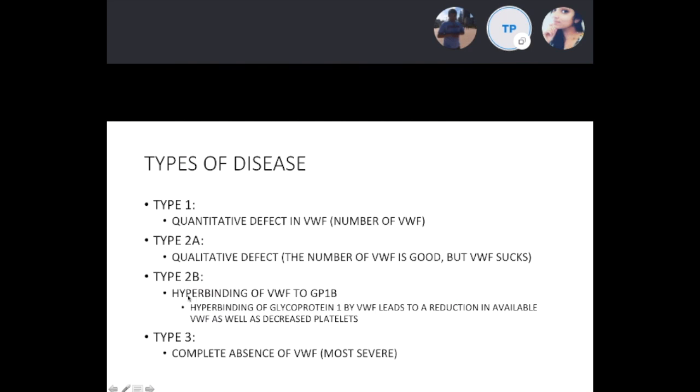Type 2B is where there's hyperbinding of von Willebrand factor to GP1B. However, what ends up happening is that hyperbinding of glycoprotein 1B by von Willebrand factor leads to a reduction in available von Willebrand factor, and hence as well leads to decreased platelets. So that is what's occurring in type 2B. And then in type 3, there's a complete absence of von Willebrand factor. So it's going to be the most severe, and it is autosomal recessive.